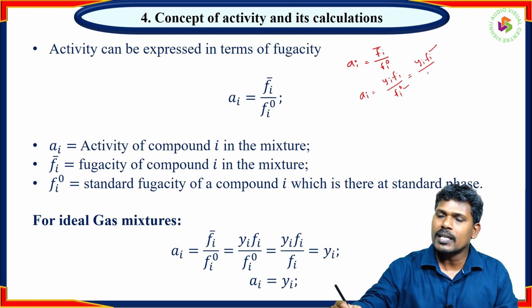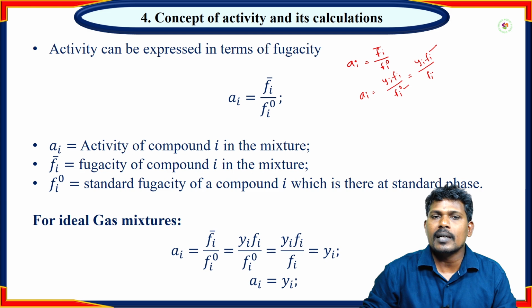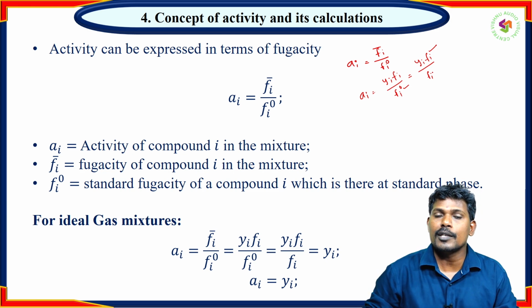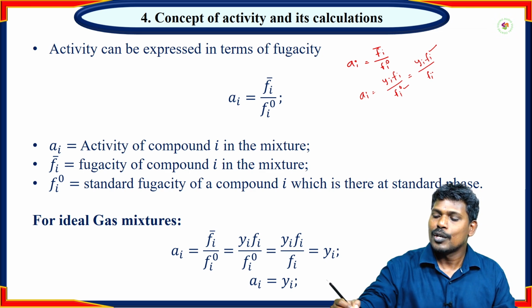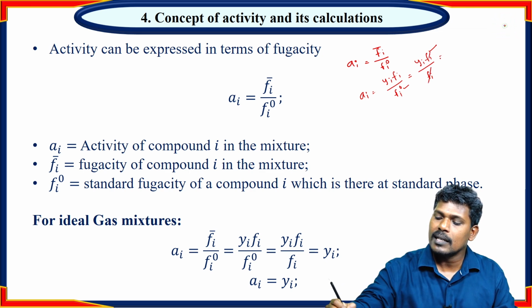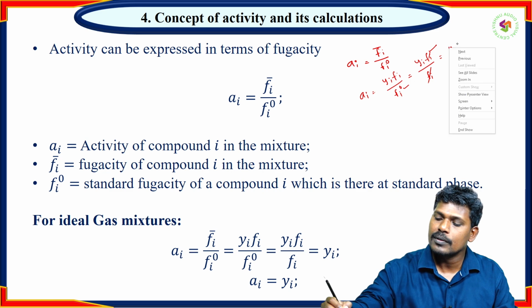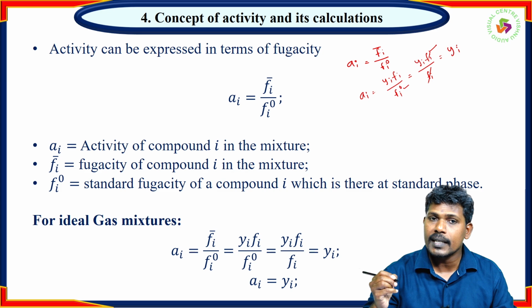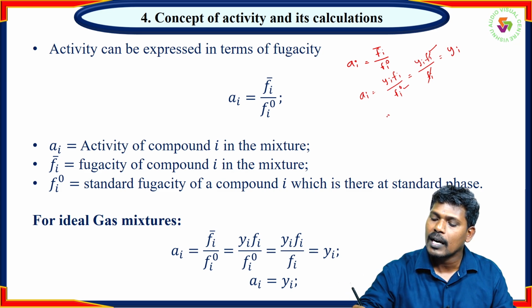Okay, so generally the pure state fi can also be written as fi naught, because for a pure compound, the standard state fugacity is equal to the pure compound fugacity. So both will get cancelled. We will get ai is equal to yi. So here we derived how we got the activity equal to mole fraction.